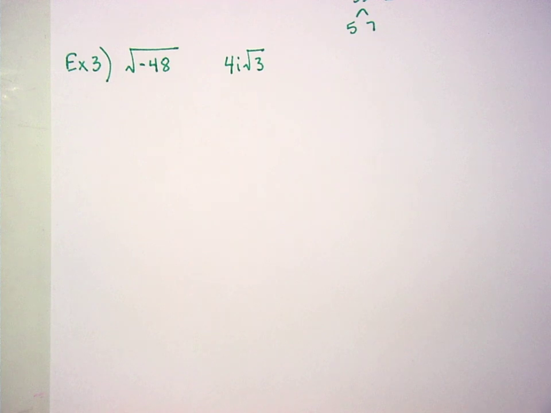Do you guys remember the quadratic formula? Negative b plus or minus the square root of b squared minus 4ac all over 2a. Some people sing a stupid song about it. If you know the song, don't sing it.